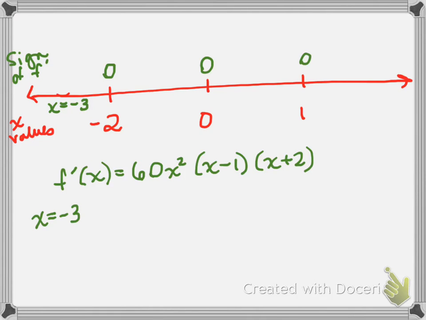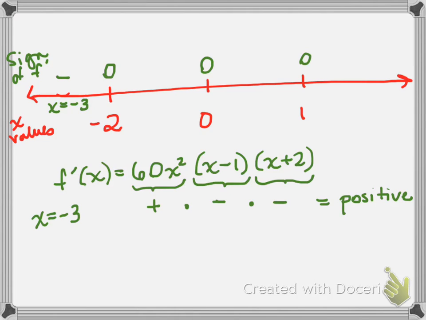So at x equals -3, 60x squared is going to be a positive number. X minus 1 is going to be -4, that's a negative number. And x plus 2 is going to be a negative number: -3 plus 2 is negative. So, since I have this factored, I have a positive number times a negative number times a negative number, so the result is going to be a positive number. This only works because I have f prime factored. But the result is positive, so the sign of f prime is positive.